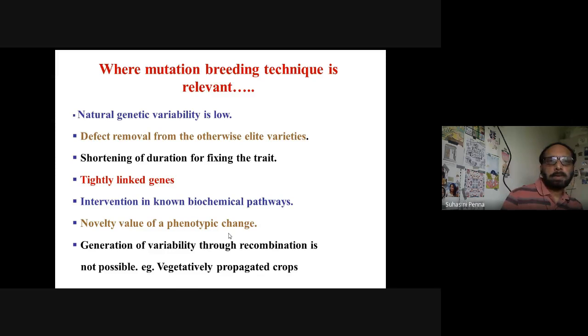Mutation breeding has more relevance where genetic variability is very low in a particular crop. We need to remove a particular defect which is creating problems for cultivation of an allied variety. If we have to shorten the duration, like early maturity, or break tightly linked genes, intervene in known biochemical pathways, or achieve novelty value of a phenotypic change, and generation of variability through recombination is not possible, particularly in case of vegetatively propagated crops like banana, sugarcane, and many other ornamentals, in these cases mutation breeding has more relevance.